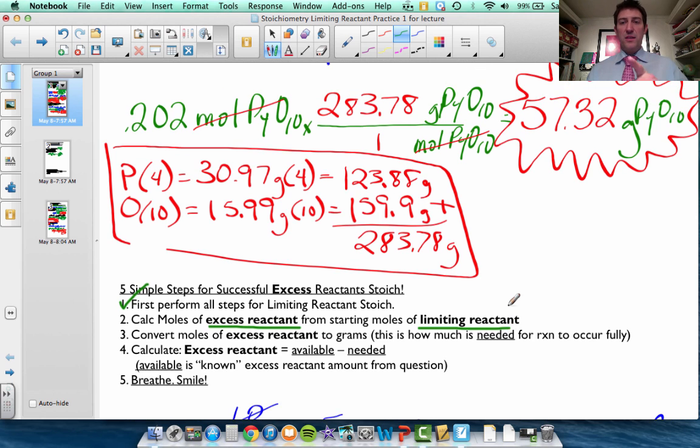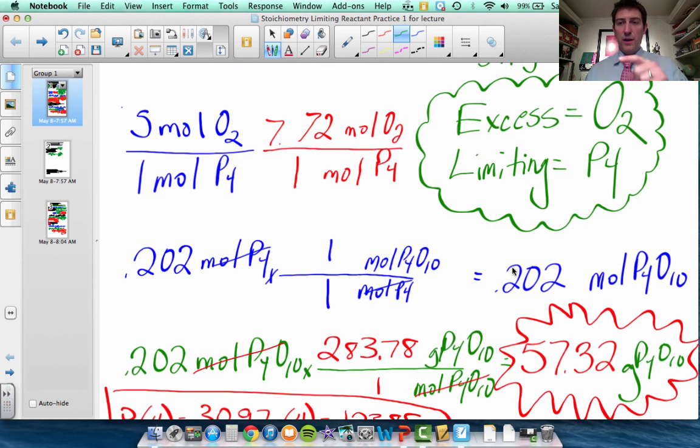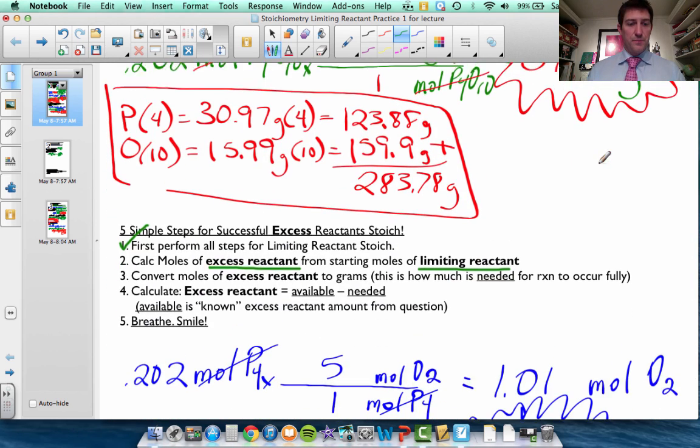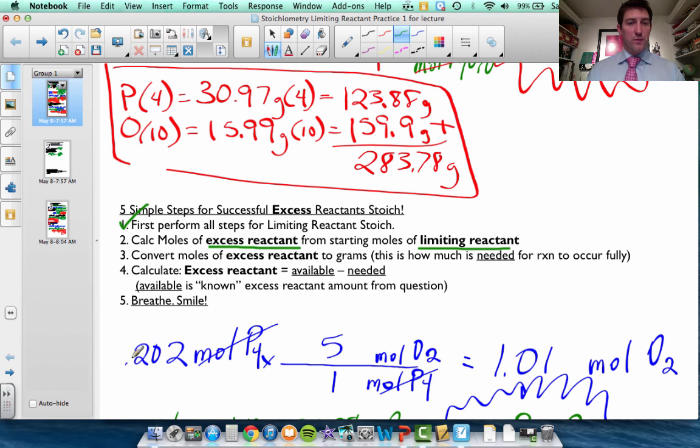Okay? The excess, let me scroll up. The excess reactant is right up here. Oxygen gas, our limiting was phosphorus. So that's what we've done right here. I've taken right here the starting moles of limiting reactant, 0.202 moles of phosphorus, and I'm trying to turn that into moles of excess. So right over here, moles of our excess. To convert that, I have to put moles of phosphorus on the bottom so it cancels out, and moles of oxygen on the top. This is a molar ratio.